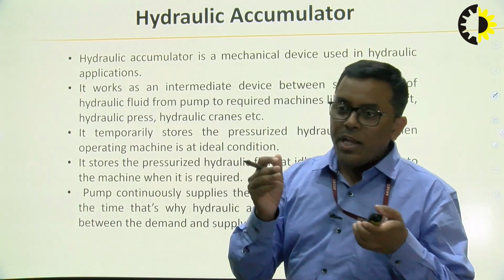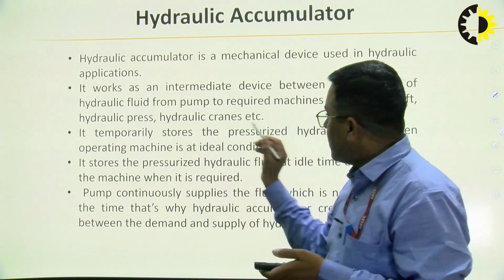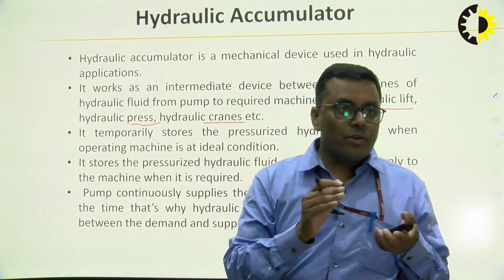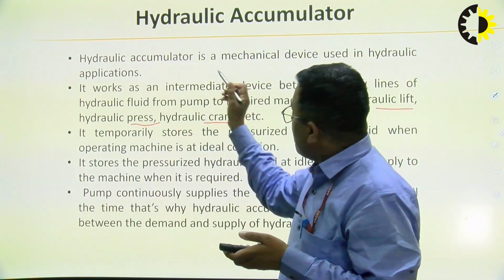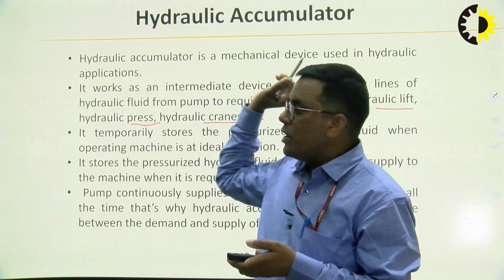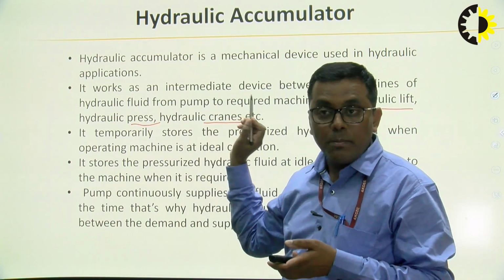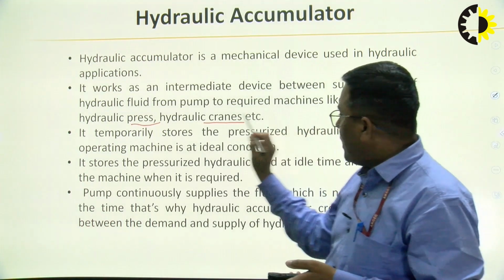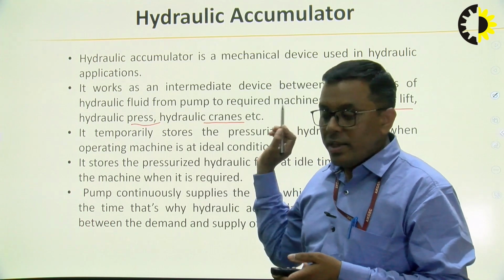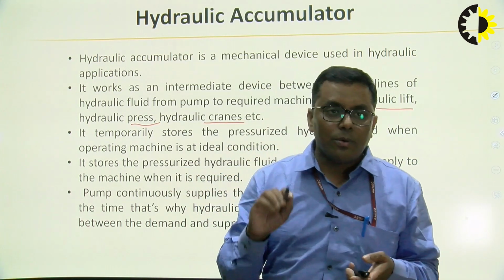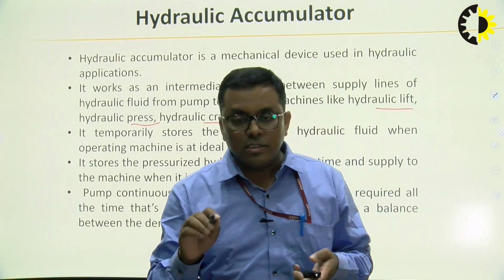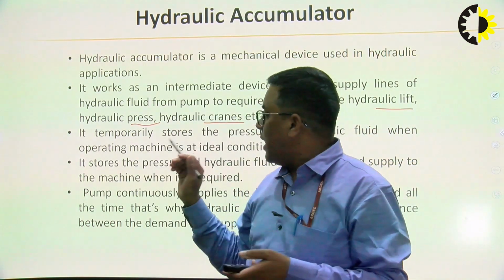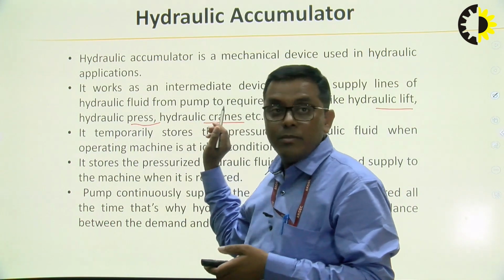So in between the hydraulic pump and the machine, and that machine can be a hydraulic press, hydraulic crane, or hydraulic lift, one accumulating device which stores the hydraulic energy can be used. It is not a permanent storage system, it is a temporary one. It temporarily stores the pressurized hydraulic fluid when the operating machine is in idle condition. When the machine is idle, it is not requiring sufficient hydraulic energy, so some part of the energy is still available and is utilized as a temporary store. That is what the hydraulic accumulator is doing.